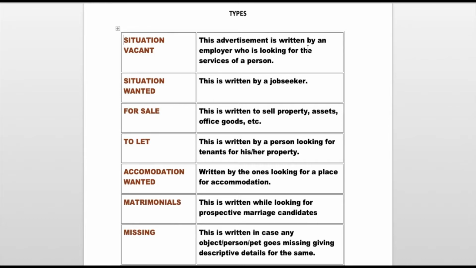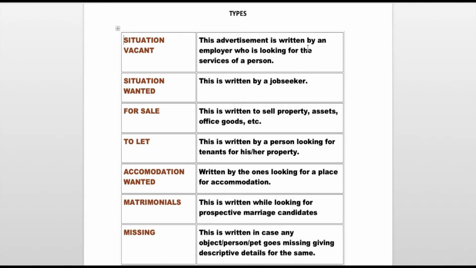The next one, and I don't think this advertisement is asked very frequently, is an advertisement put up for a missing person. It can also be for an object or for a pet, but majorly it's written for a person only. So this is written when a thing or a pet or a person goes missing. This advertisement gives descriptive details for the same, so that if anyone finds it, he or she can report to the person listed at the end of the advertisement.